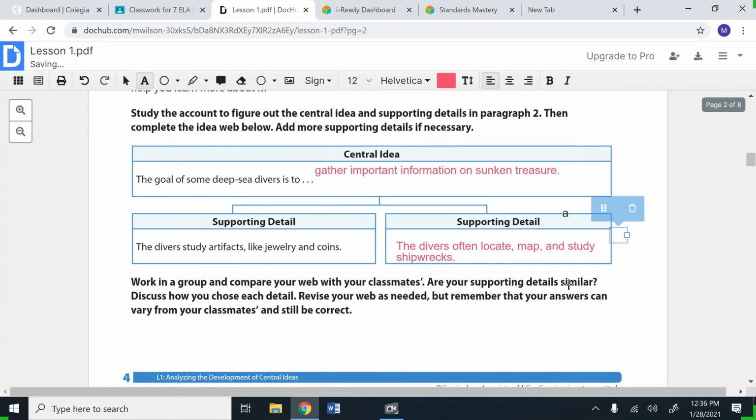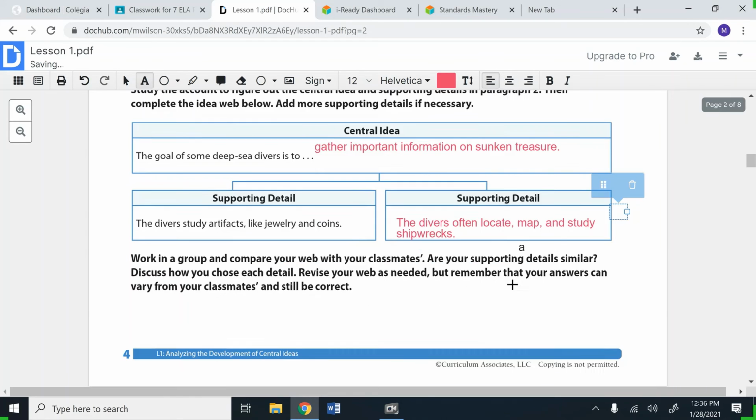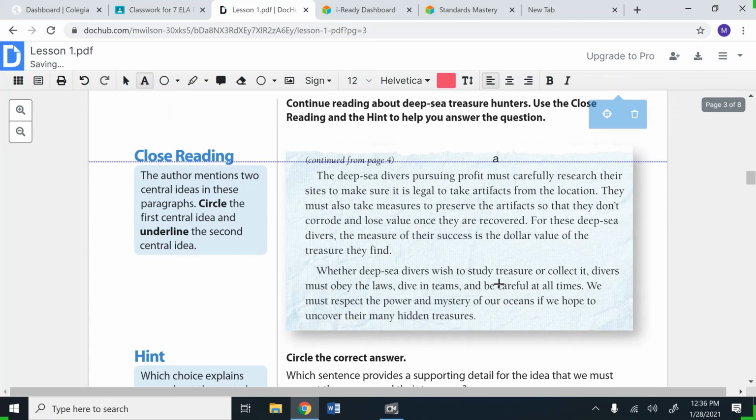Now, remember, finding the central idea is going to be supported by supporting details. So in this case, I had two supporting details. I actually had more than that supporting the central idea. Now, my supporting details in this case are pretty similar because they're all supporting the same central idea. So now let's go ahead and move on to the next part of this.